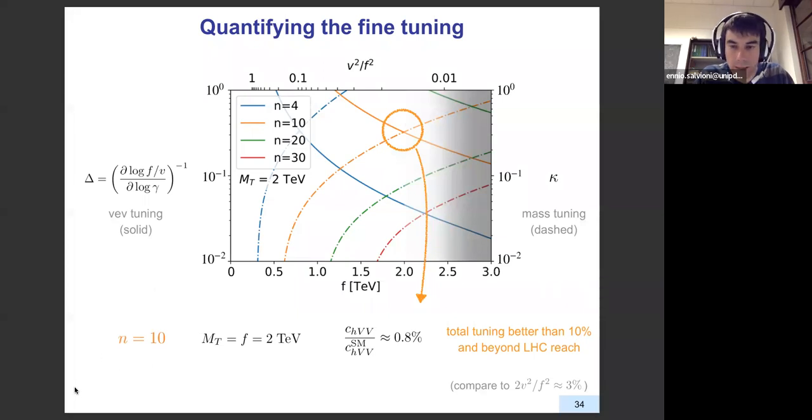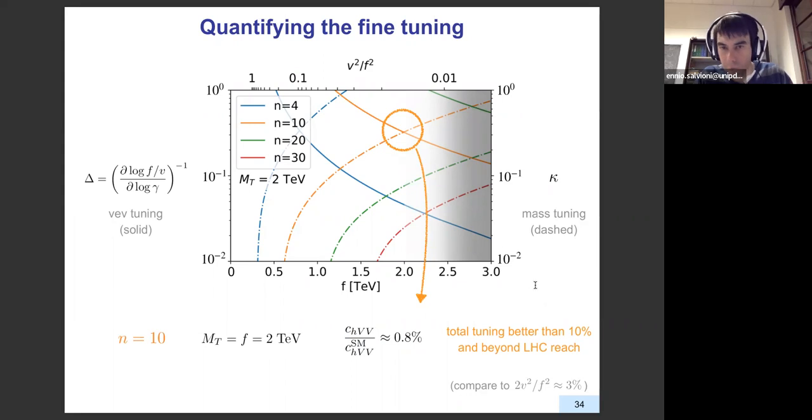Okay, and so what we have here is the following. We have f equals 2 TeV, which means that the corrections to the Higgs couplings are very small, below 1%, which we will not see even at high Lumi LHC, or probably not. And the total tuning, if I multiply the two very naively and roughly, is of the order of 10%. Okay, so that's a sort of semi-quantitative conclusion.